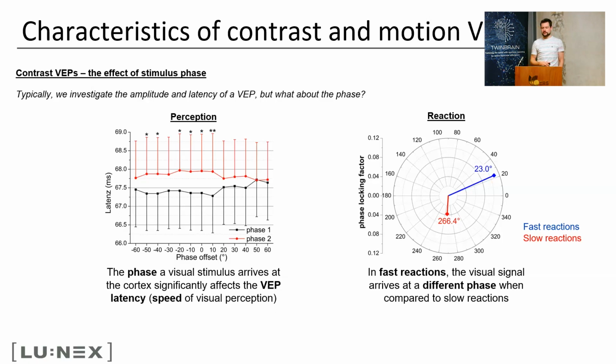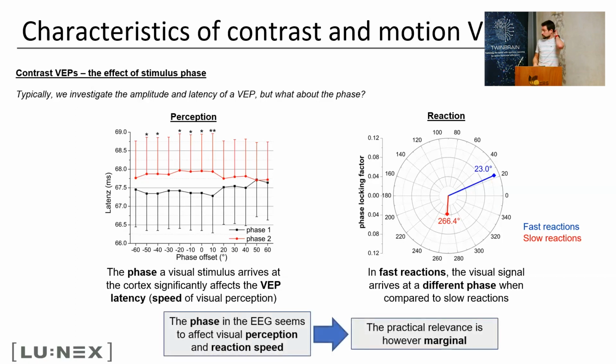Running circular statistics on that data revealed a significant difference, although you can see that the phase locking factor here is quite low. So the phase locking is not too strong. So we have to interpret these results with caution. Nonetheless, at least it indicates that there seems to be also a phase dependence for the reaction. Not only for the perception on the left side, but also for the reaction. So that was quite interesting to see.